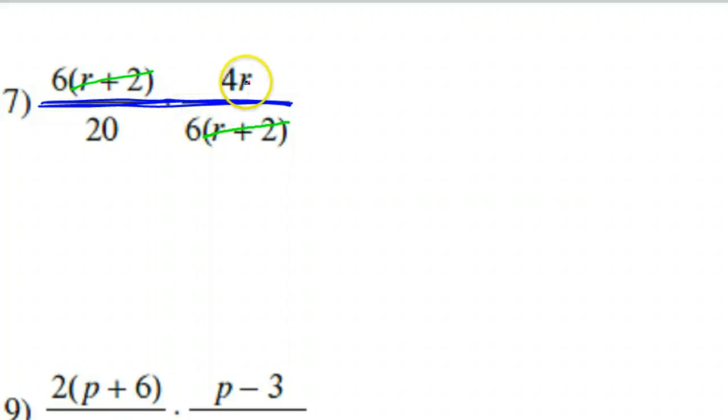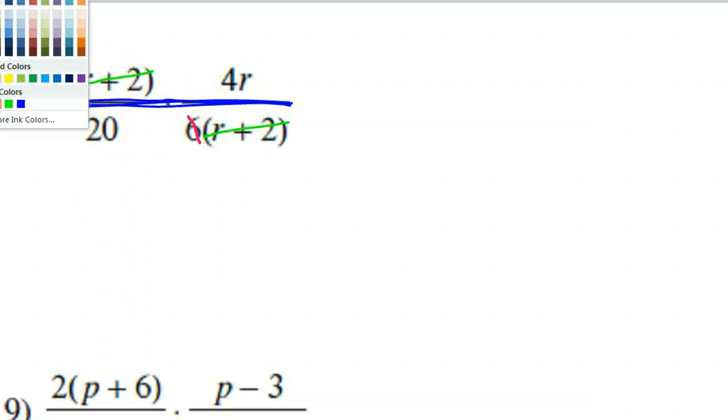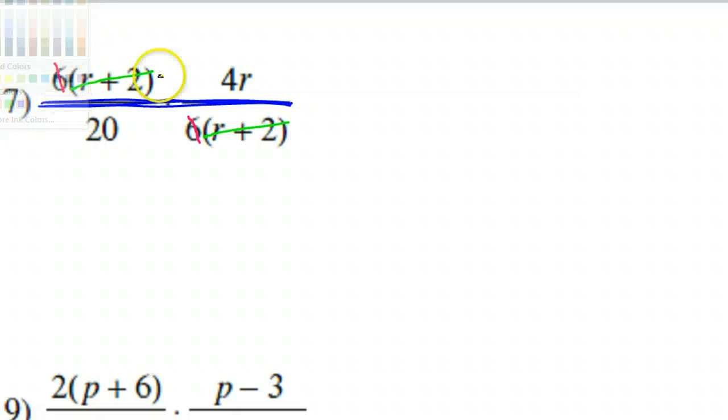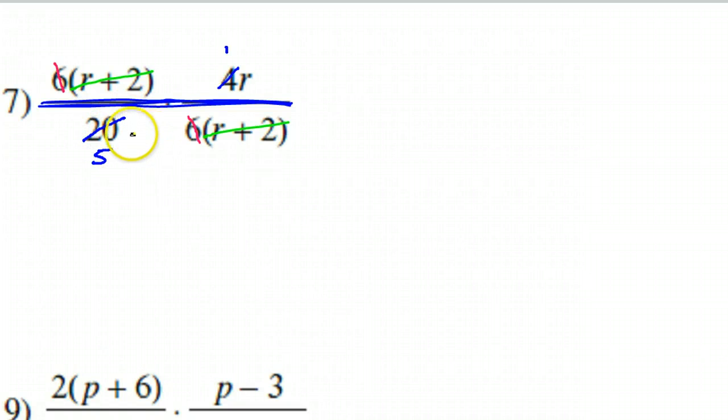All right, this r is not going anywhere. But see this 6? I have a 6 in the numerator and a 6 in the denominator, so I can definitely cancel that out. And then I have 4 and 20. 4 goes into itself once, but 4 goes into 20 5 times. So I can make that happen.